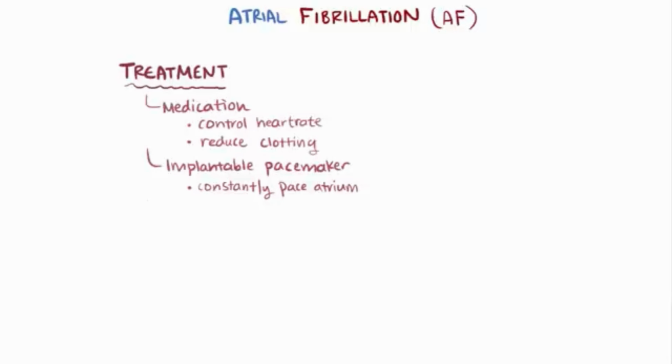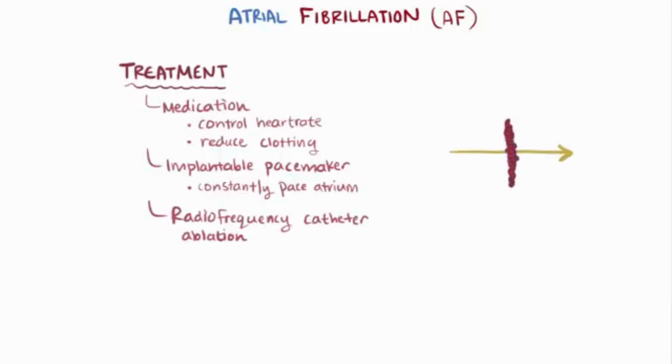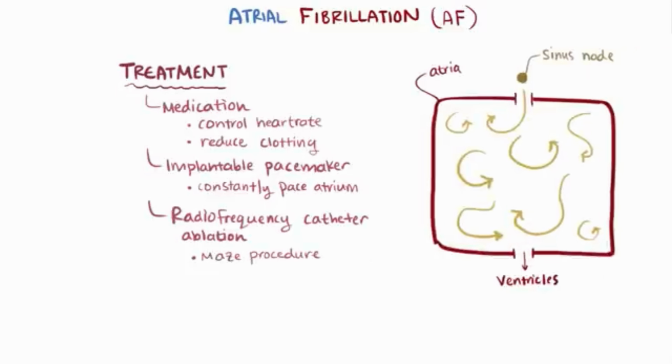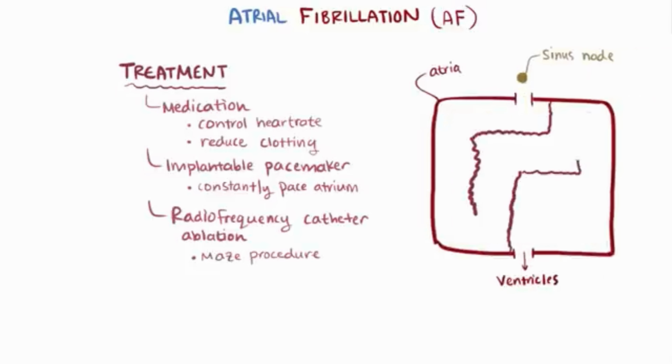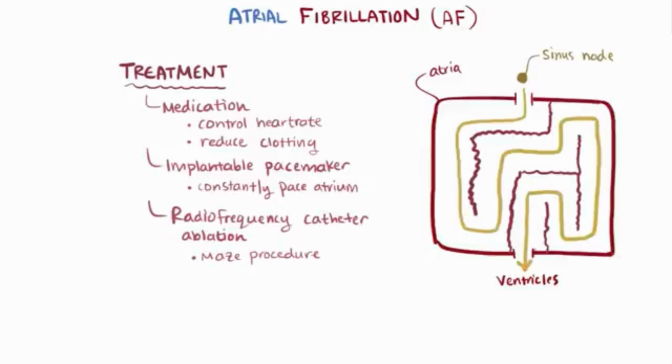Finally, some patients might have a radiofrequency catheter ablation, where certain areas of tissue are destroyed such that the electrical signal doesn't propagate anymore. One type of procedure is the maze procedure, where a maze of new pathways are created to help electrical signals move in a more consistent and predictable pattern.